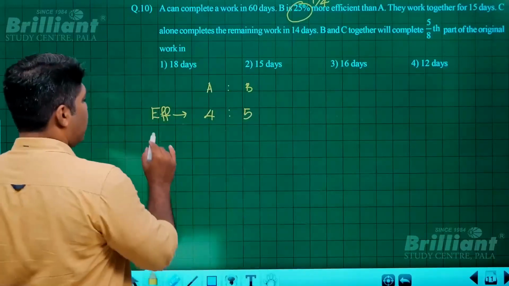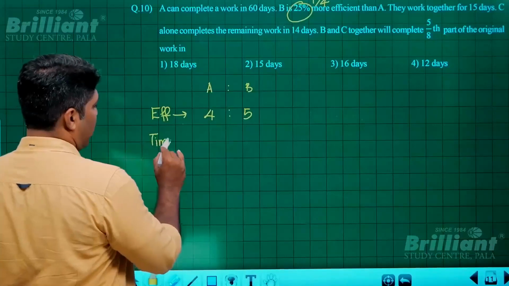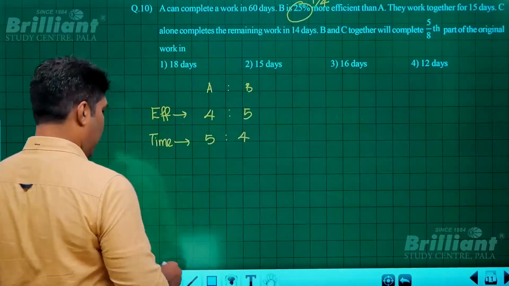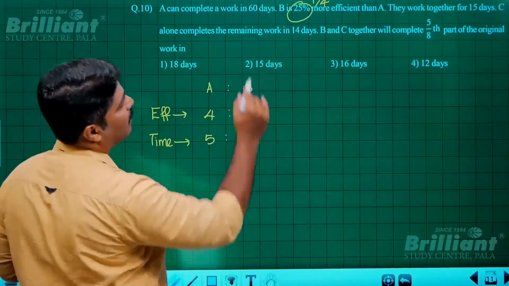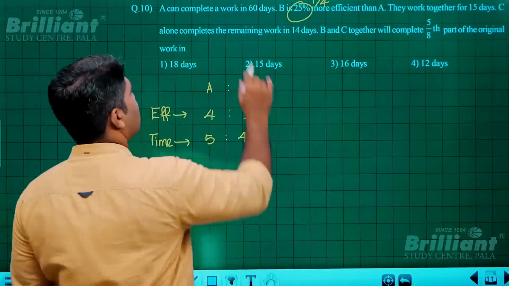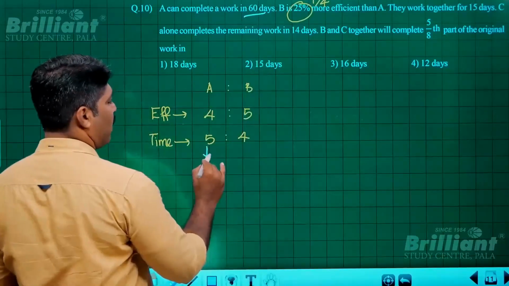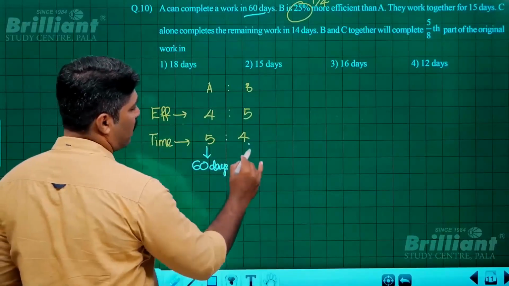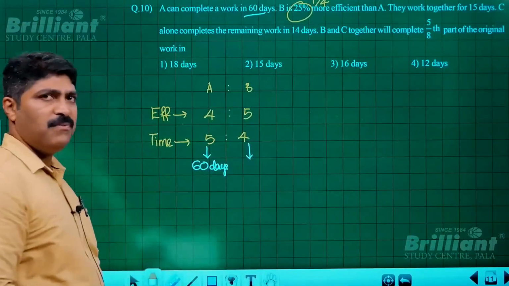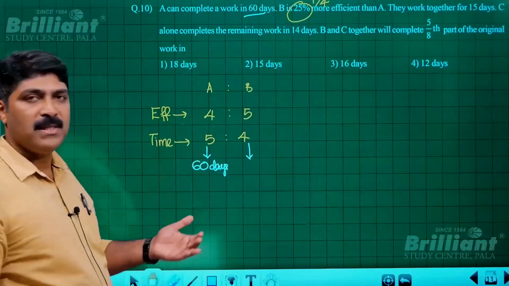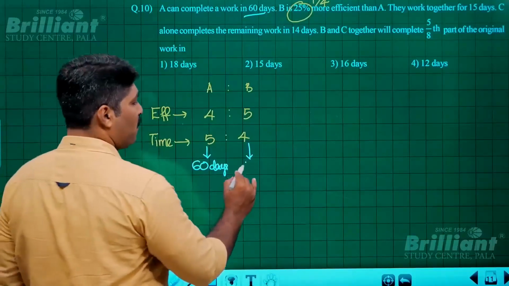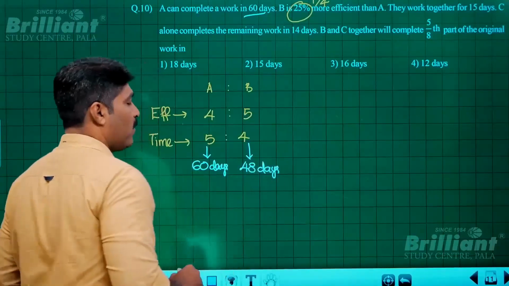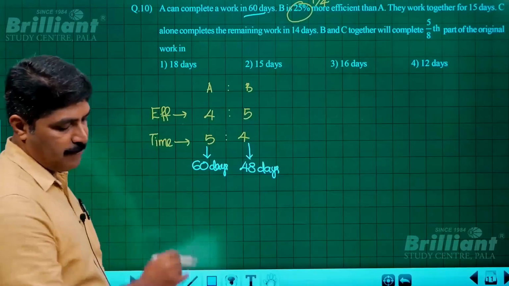If efficiency is like this, then we can consider the time requirement. Time will be in the reverse order, 5:4. It is given that the time taken by A for the completion of the work is 60 days. So if this 5 represents 60 days, what does this 4 represent? We can easily find that if 5 represents 60 days, 4 represents 48 days. So now we have the number of days required for A and B.